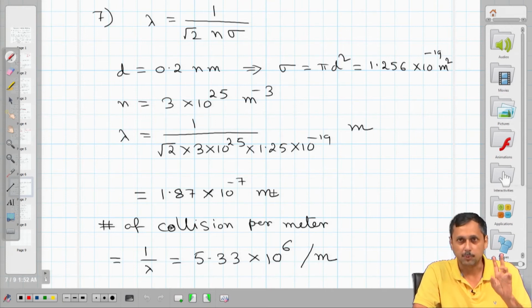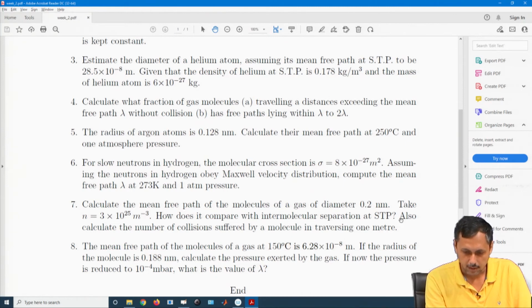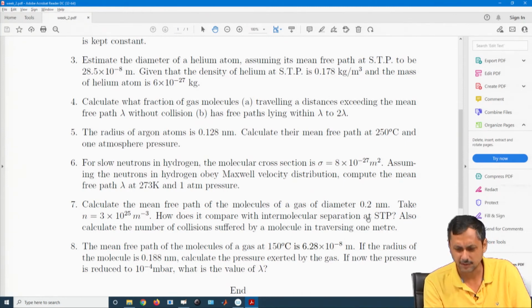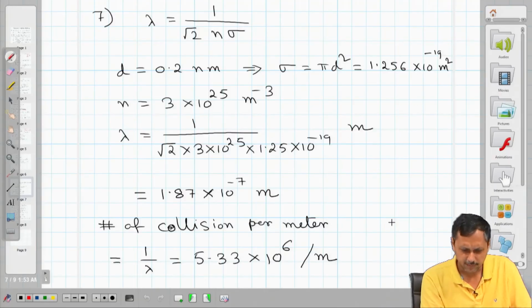Now, there are two more parts to this problem. One is the number of collisions per meter. Yeah, so how does it compare with the intermolecular separation at STP, that is the second part, I will come to that in a moment. Also calculate the number of collisions suffered by a molecule in traversing 1 meter. Now, this one is easy.